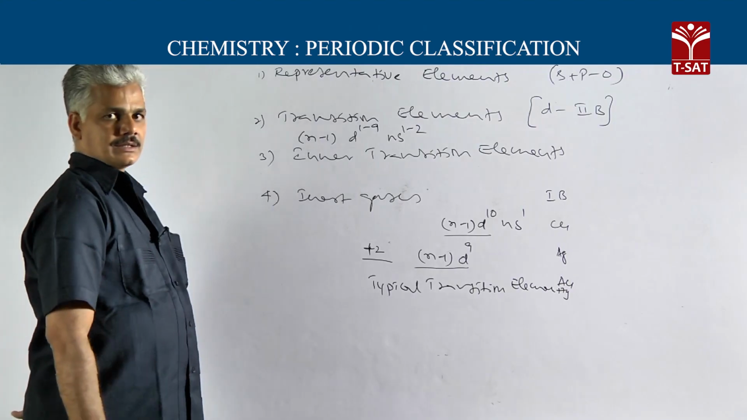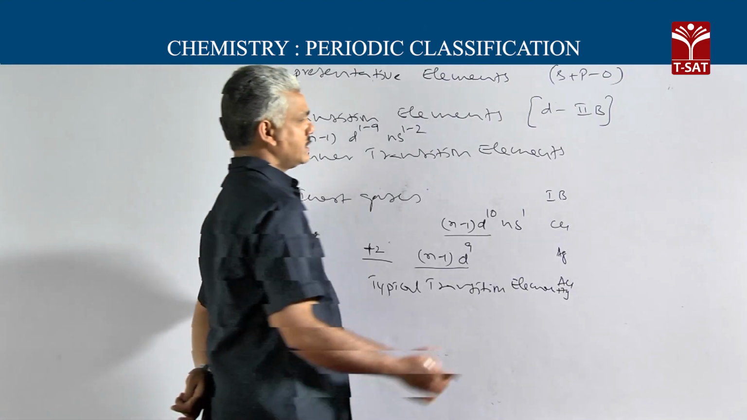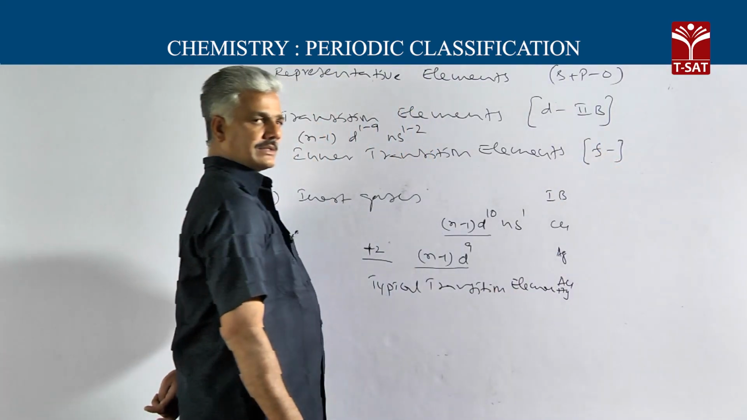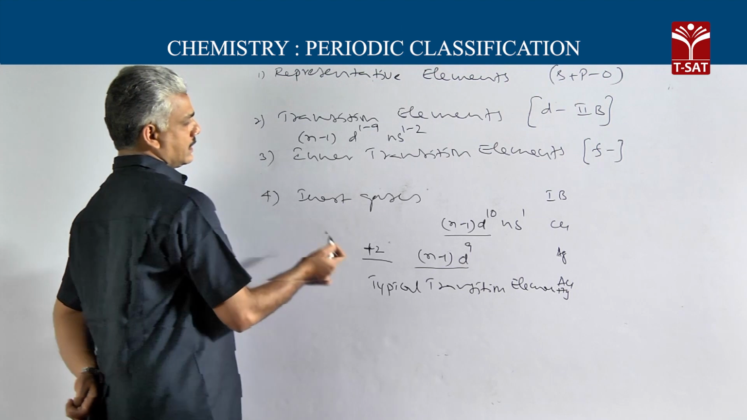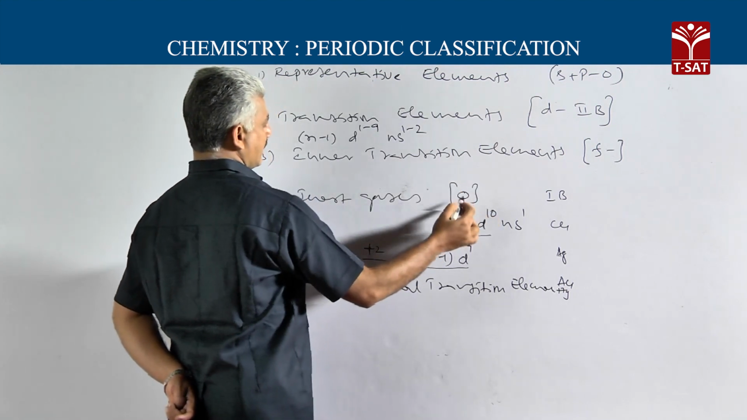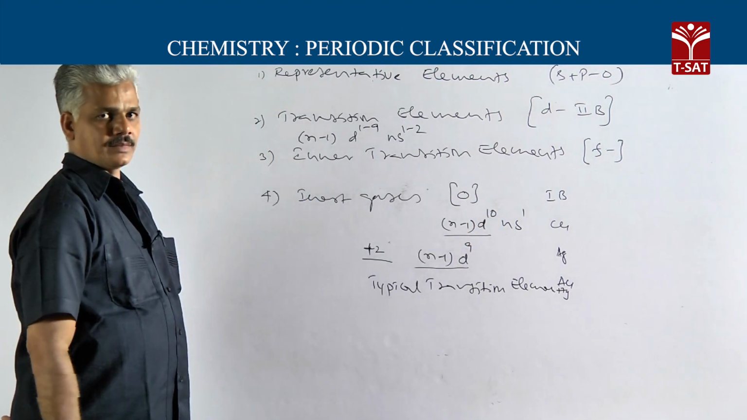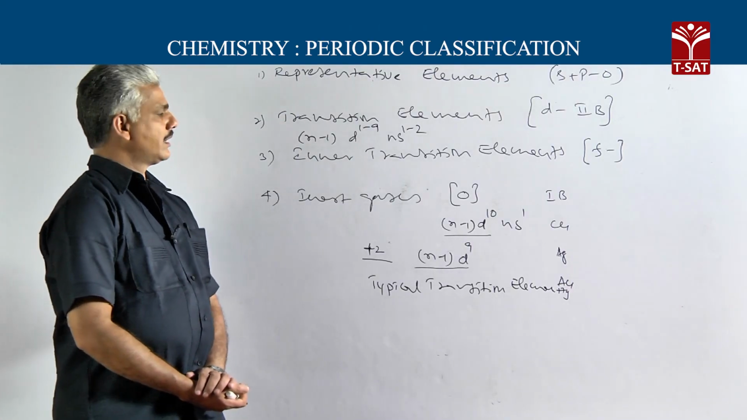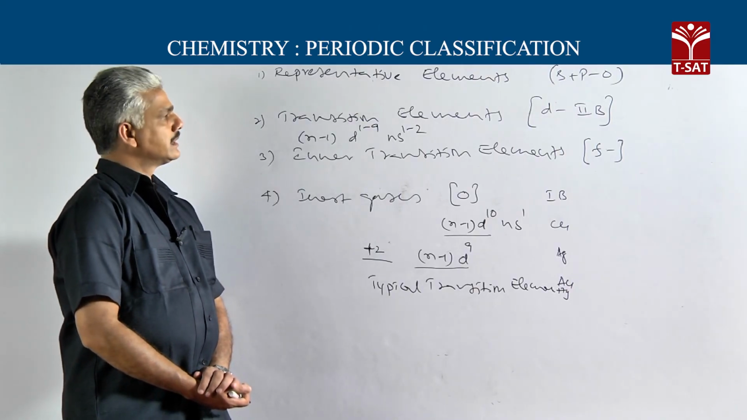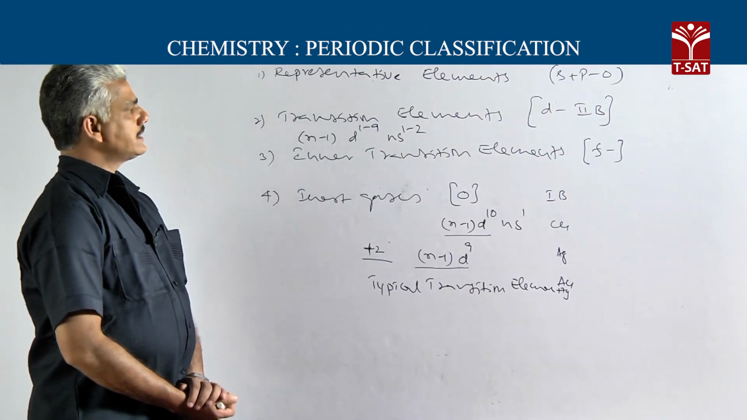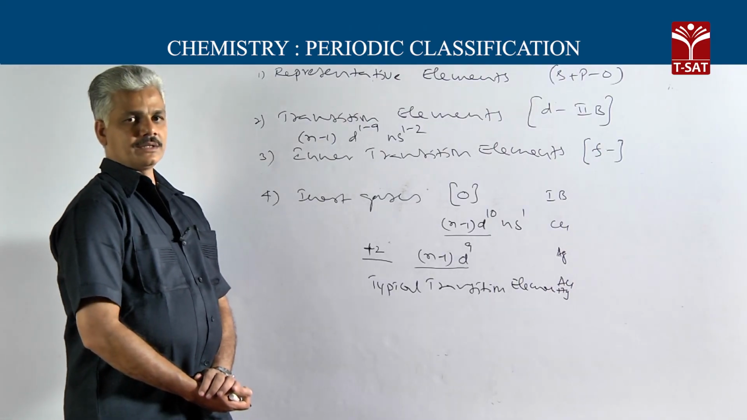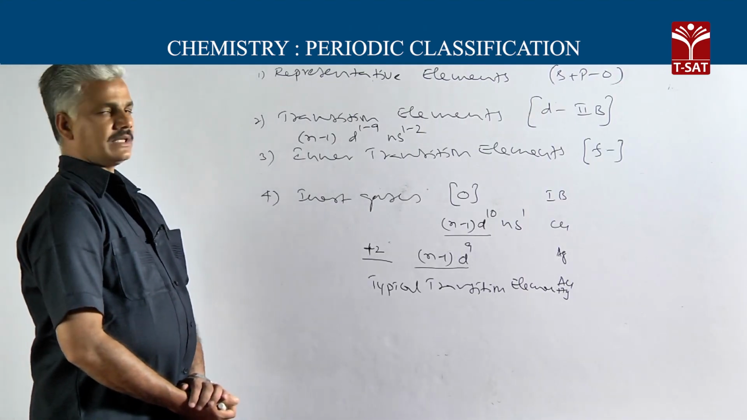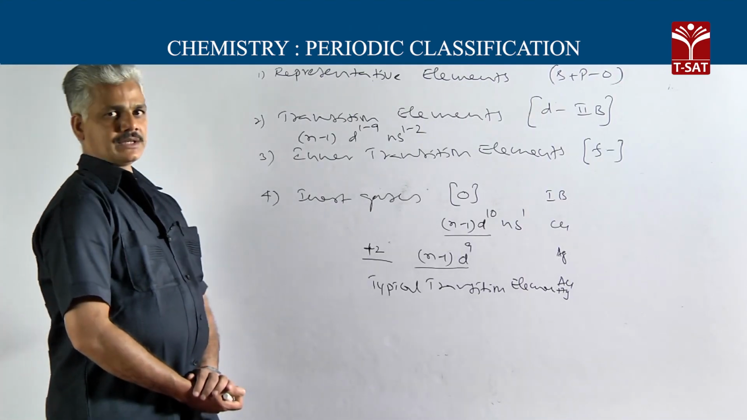Then inner transition elements. Practically there is no difference between F block elements and inner transition elements. Zero group elements are called inert gases because they do not participate in chemical reactions under normal conditions. So, this type of classification is based on the chemical properties of the elements. These are the various ways of classifying the elements.